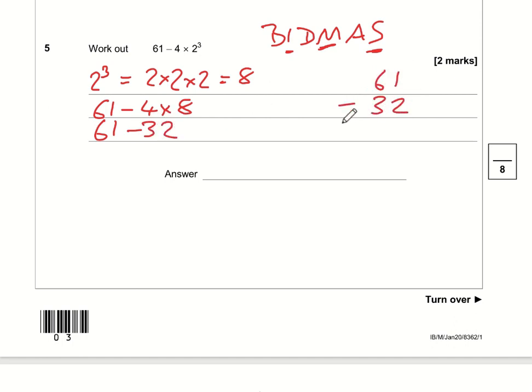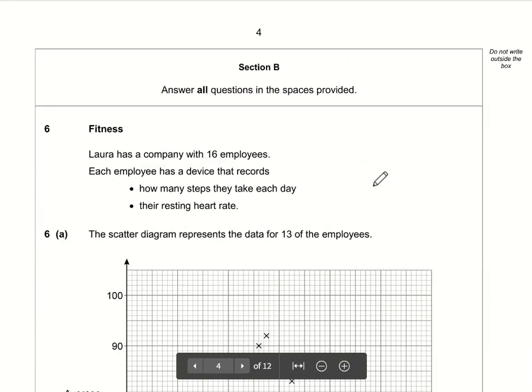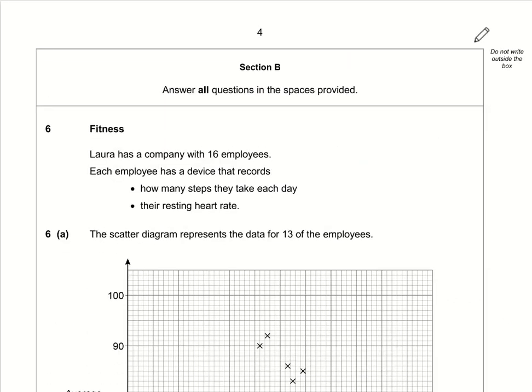61 take away 32, 1 minus 2 can't be done, 6 becomes 5, 1 becomes 11, 11 minus 2 is 9, 5 minus 3 is 2, so the answer is therefore 29. Okay, so let's move on to section B.